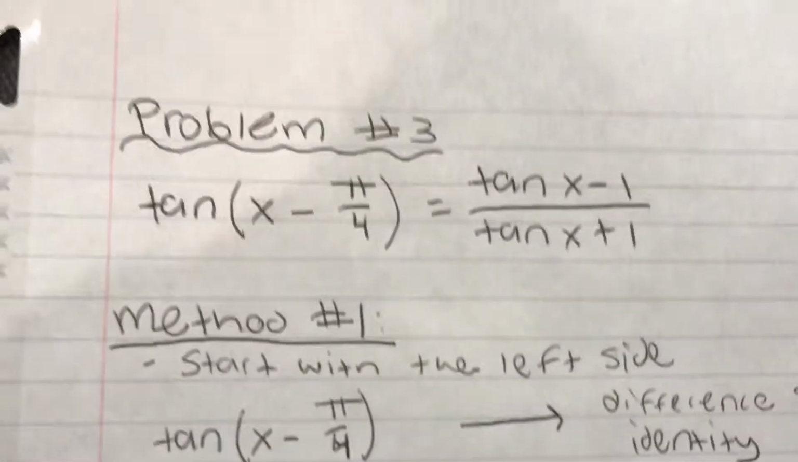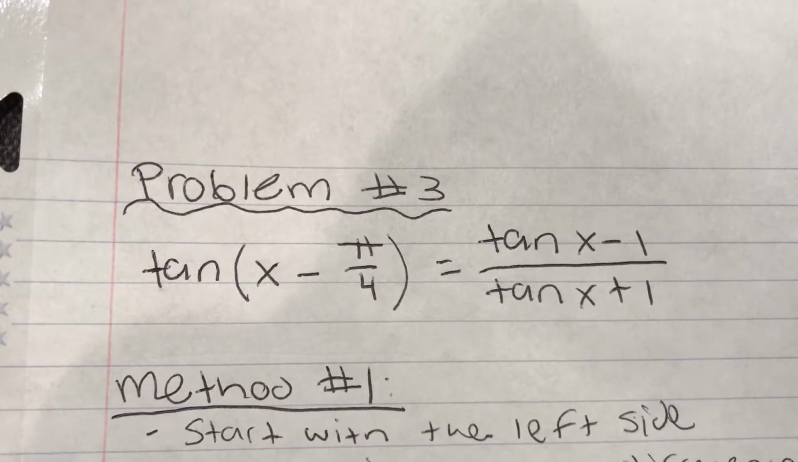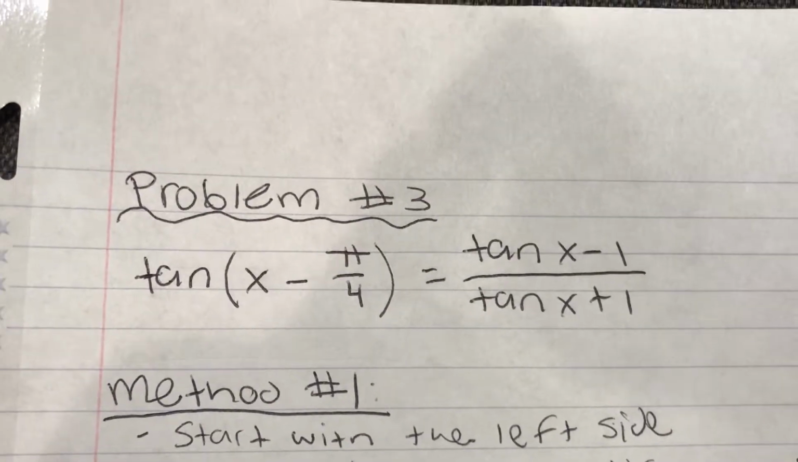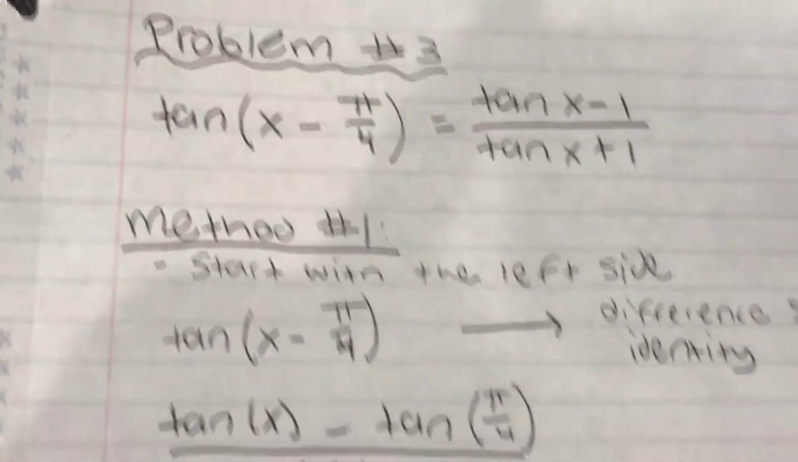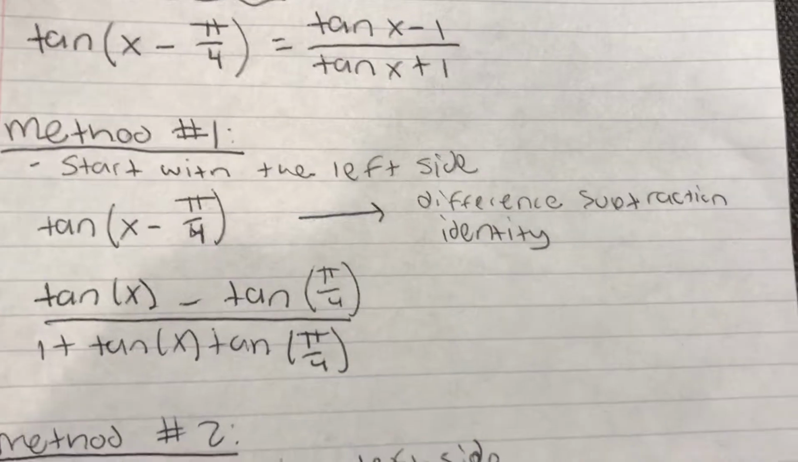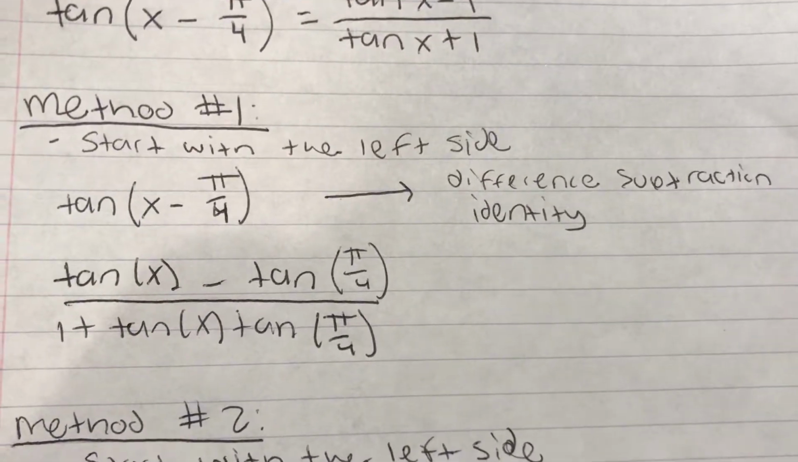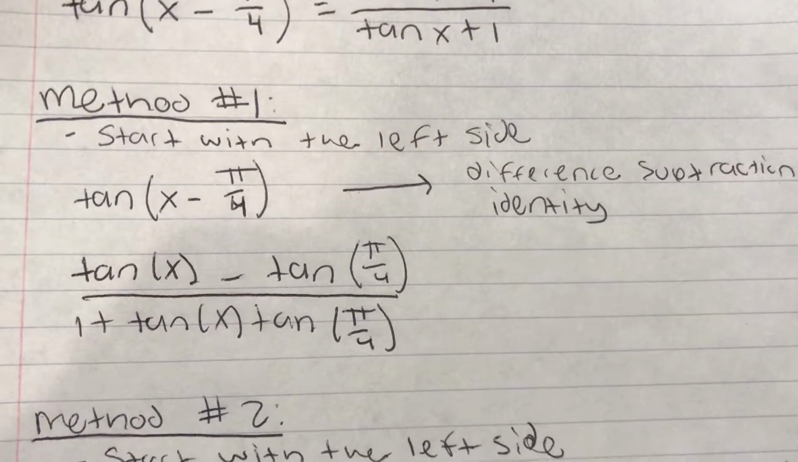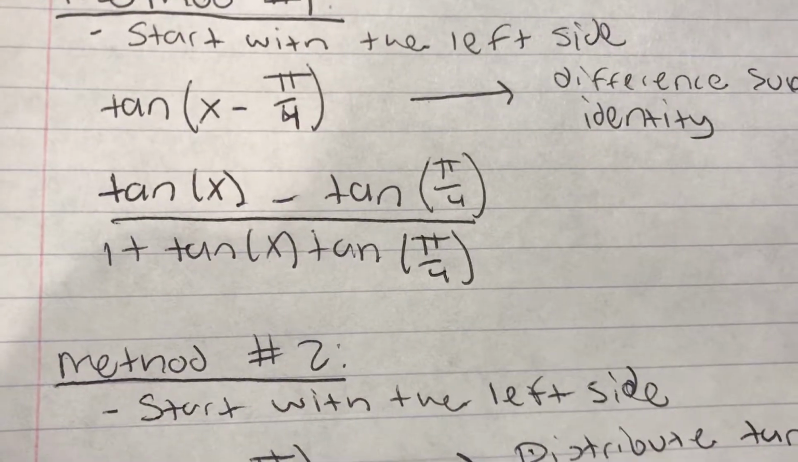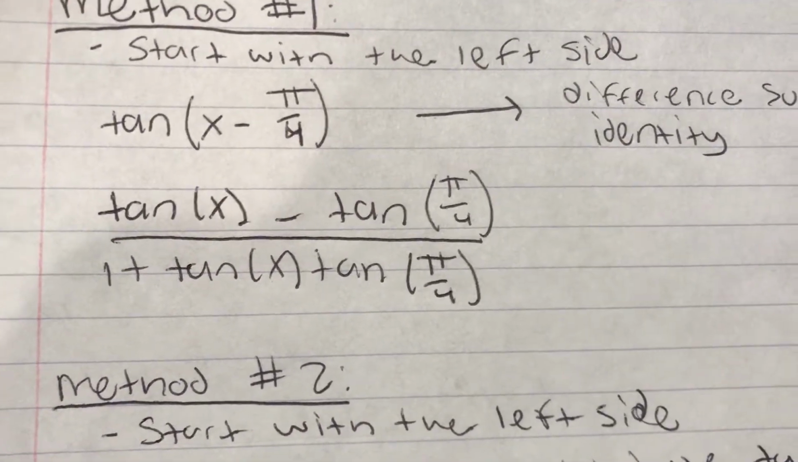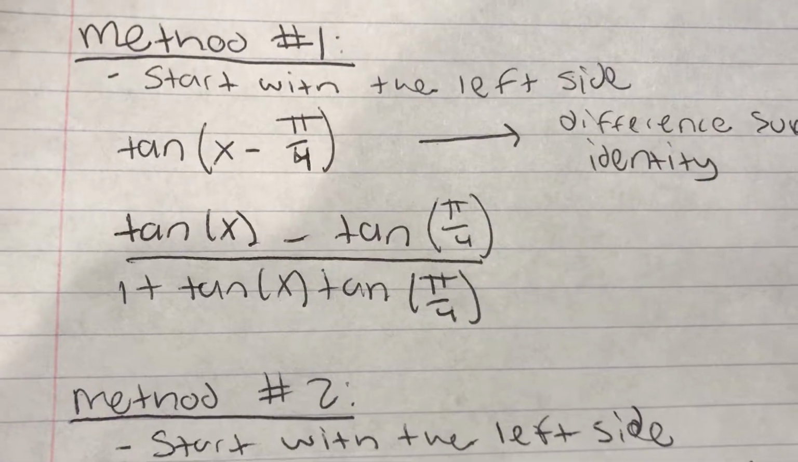For problem number 3, we have tangent of x minus pi over 4 equals tangent x minus 1 over tangent x plus 1. So here we're going to start on the left-hand side and use the difference or subtraction identities. So tangent of x minus pi over 4 will then give us tangent x minus tangent pi over 4 over 1 plus tangent x times tangent pi over 4.